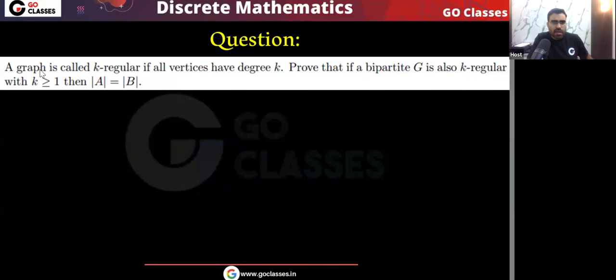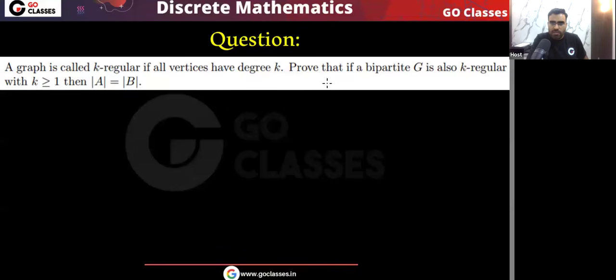Let's solve this question. A graph is called k regular if every vertex has degree k. This is the definition we already know, the definition of a k regular graph. A graph is regular if every vertex has the same degree, and a graph is k regular means every vertex has degree k. Prove that if a bipartite graph is also k regular, then both the parts will have the same cardinality. The number of vertices in both the parts will be the same. So this is actually very easy to prove.